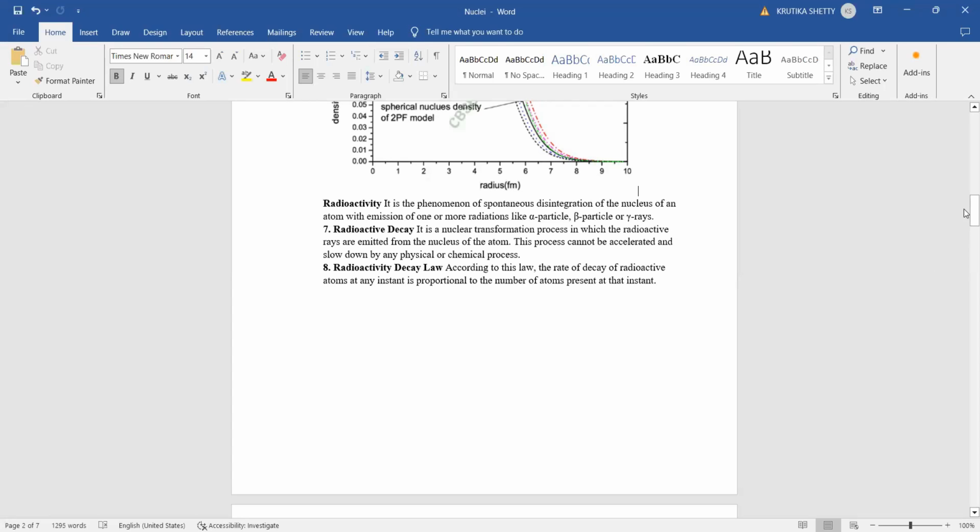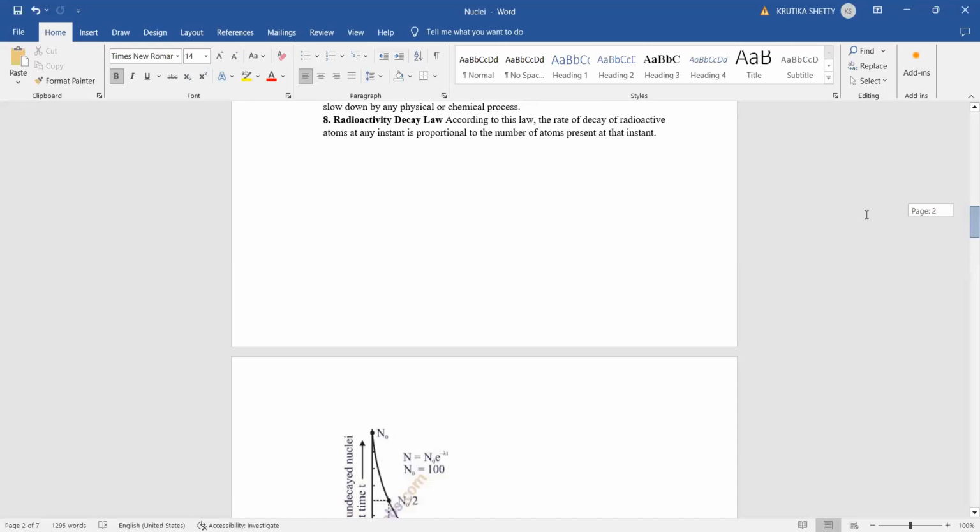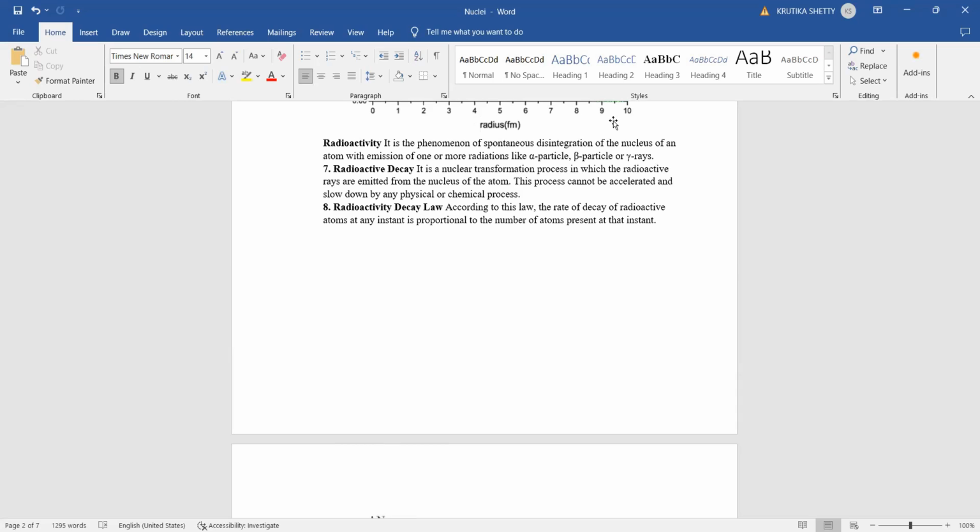Next point. Before we go to the radioactivity phenomena, here we have some definitions. Nuclear mass is given by the mass of the proton plus mass of the neutron. Radius we have discussed. Before starting radioactivity, here we are discussing nuclear forces.